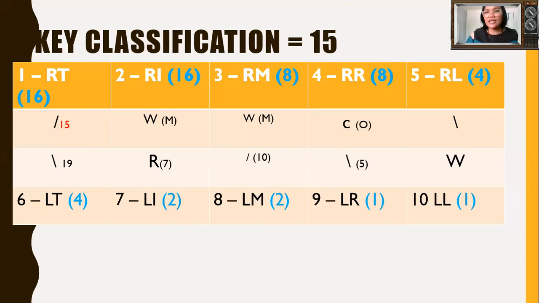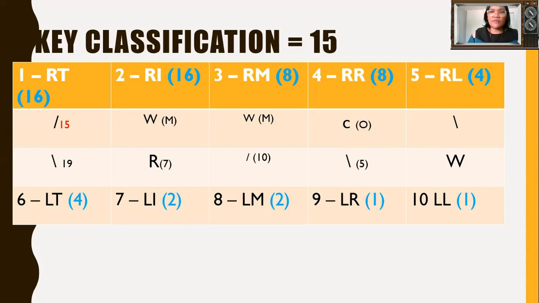When we talk about key classification, it has something to do with the ridge count of the first loop that appears in the set of fingers. In this given example, we could see that there are 10 fingers: 1, 2, 3, 4, 5, 6, 7, 8, 9, 10. The ridge count of the first loop that appears in the set of fingers will become your key classification. So you notice here, key classification, the answer is 15.